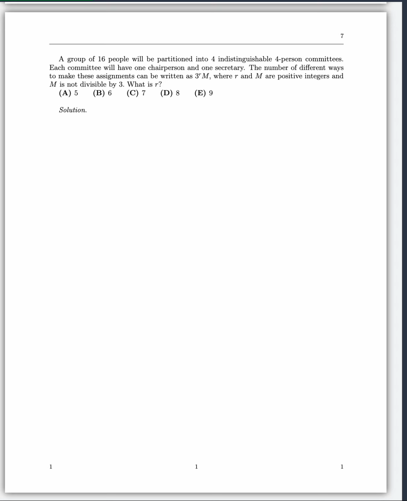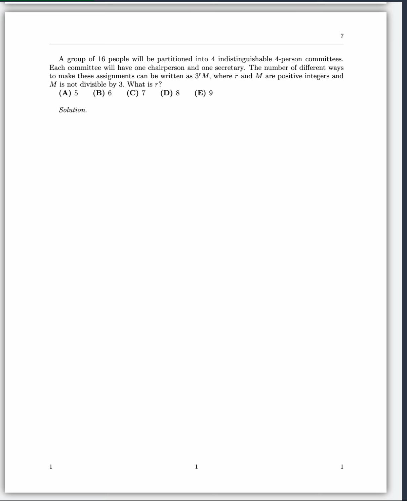It has been a while since the last video, and this problem is from this year's AMC 10B number 22. It's asking: a group of 16 people will be partitioned into 4 indistinguishable 4-person committees, and each committee will choose 1 chairperson and 1 secretary. Find the number of different ways, and write it as 3 to the r times m, where m is not divisible by 3.